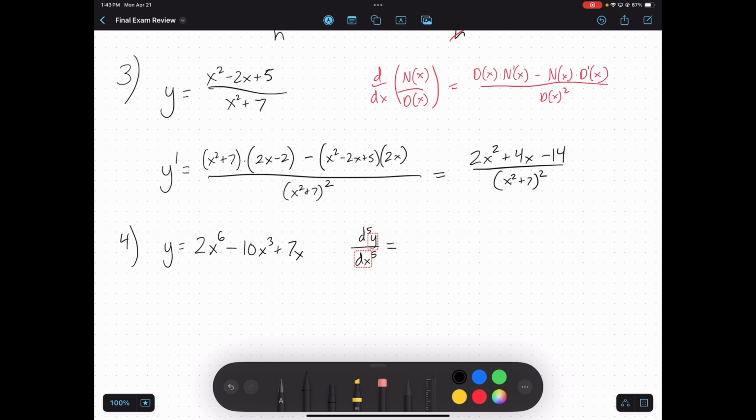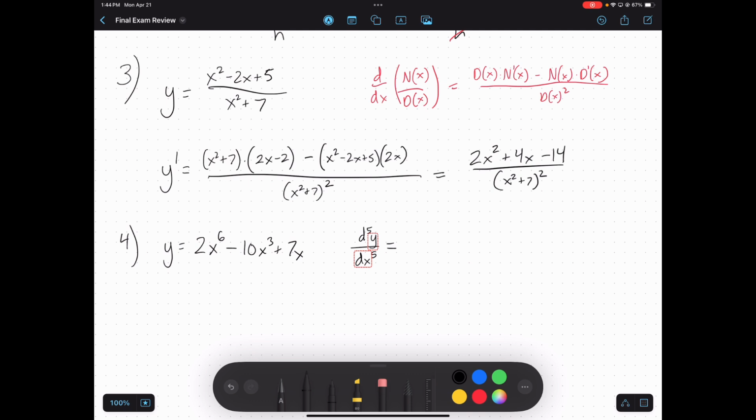What is that asking for? You guys remember? Fifth derivative, right. So this is all about higher order derivatives. Can you find the fifth derivative of this function? Okay.